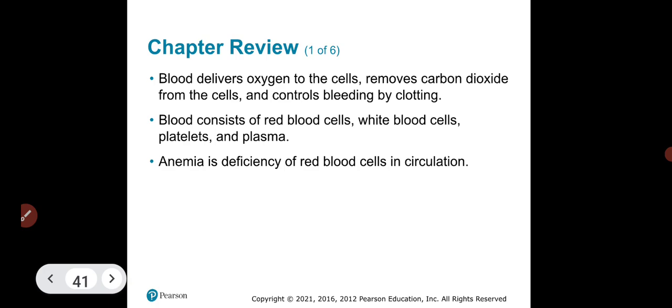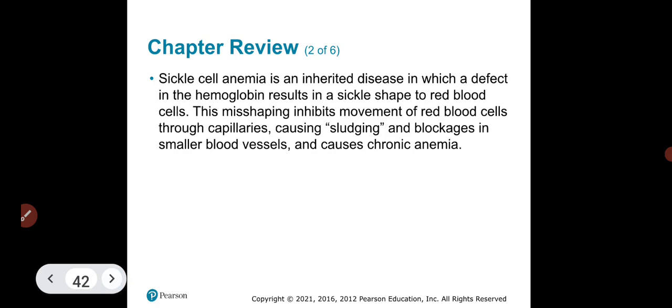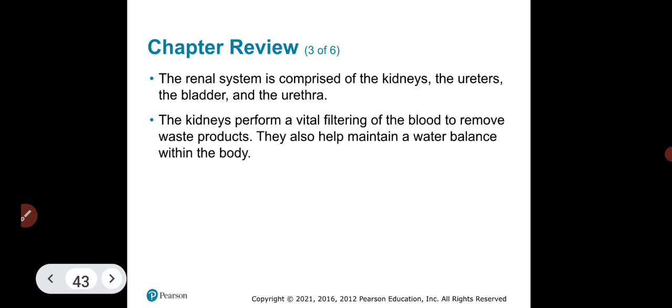Anemia is a deficiency of red blood cells in circulation. Sickle cell anemia is an inherited disease in which a defect in the hemoglobin results in a sickle shape to red blood cells. This inhibits movement of red blood cells through capillaries, causing sludging and blockage in smaller vessels and causing chronic anemia.